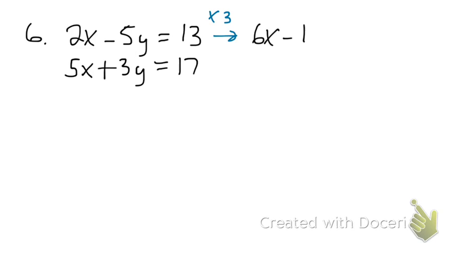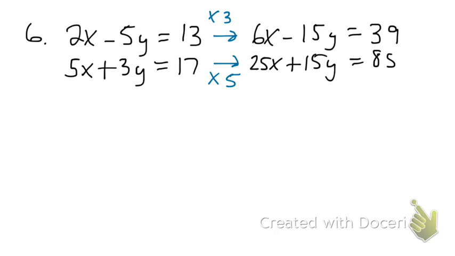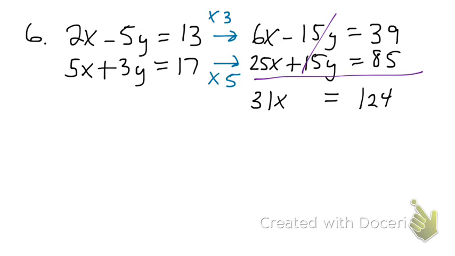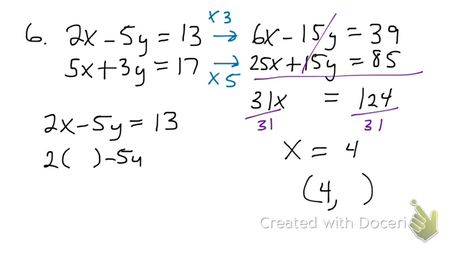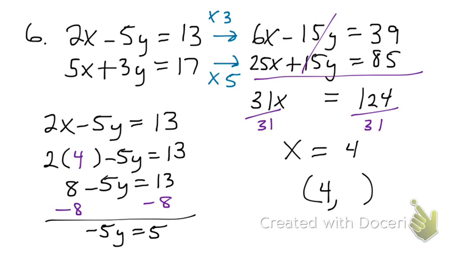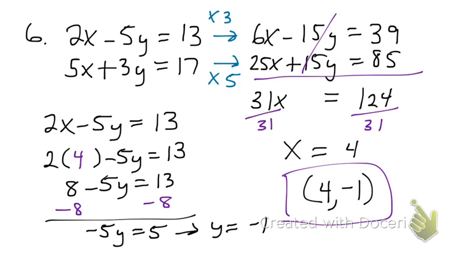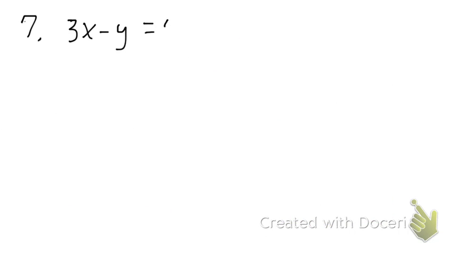So we're just going to multiply the first one by 3, multiply the second equation by 5. So notice we do have opposites for y. So when we add these together, we get 31x is equal to 124. We're going to get x equals 4. Let's go ahead and use the first equation. We know that x is 4. So let's go ahead and solve this equation. We get y equals negative 1. Let's go ahead and move on to the next equation.